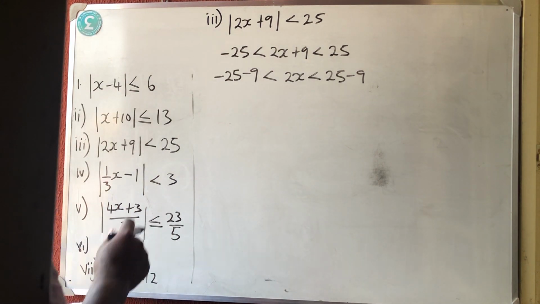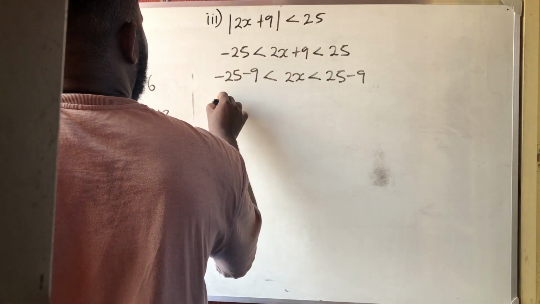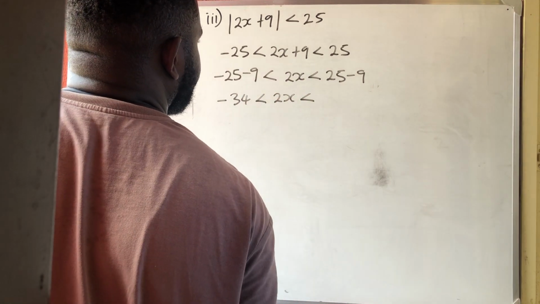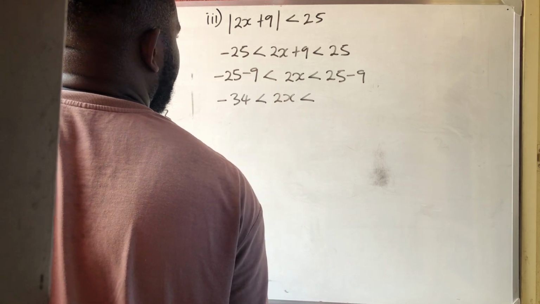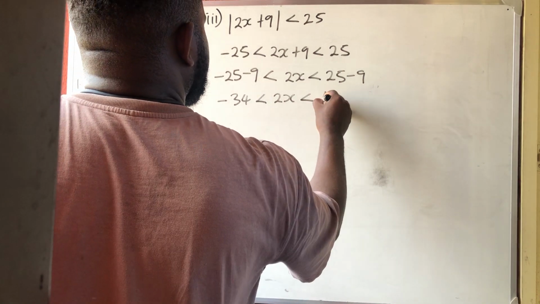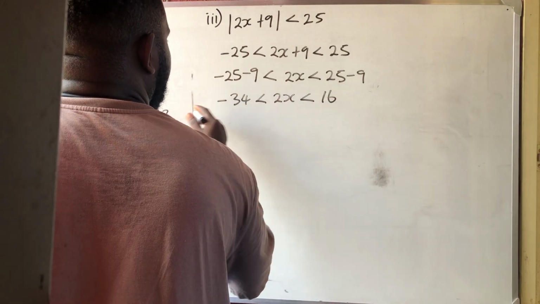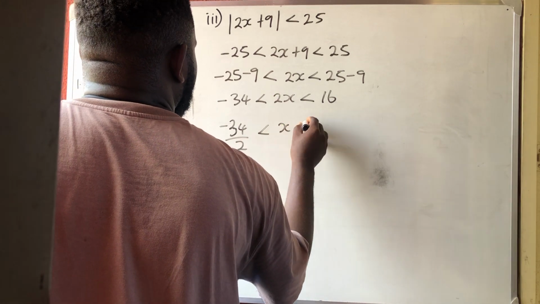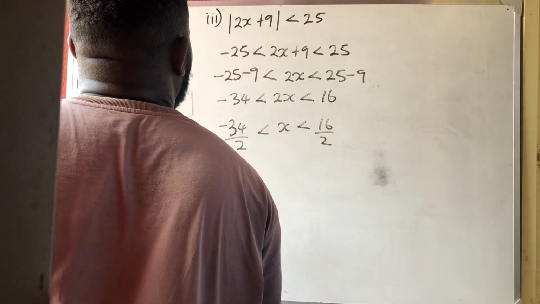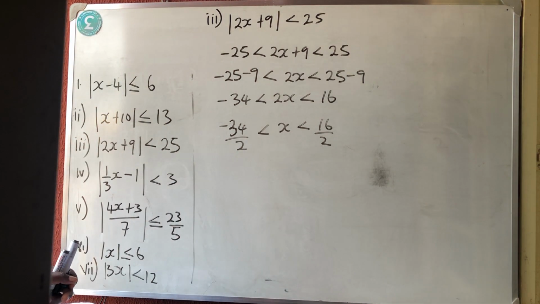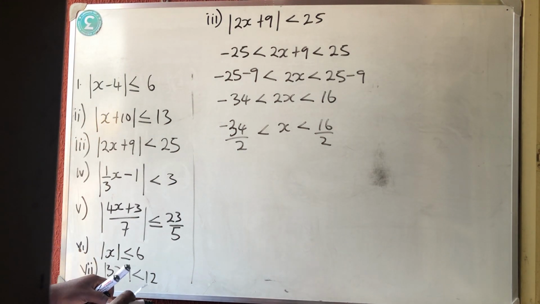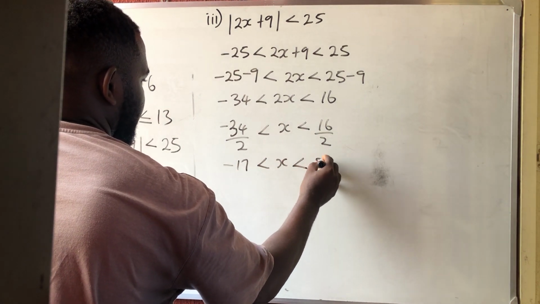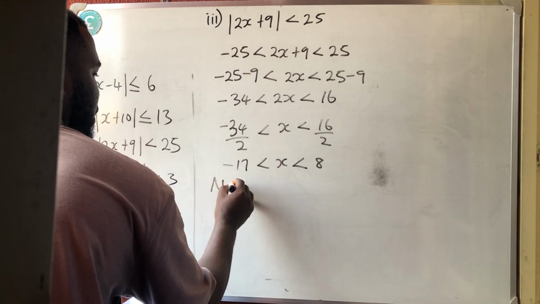So what do we have now? This and this will give you minus 34 is less than 2x, which is less than, I think 16, right? 16, yes. So divide everybody by 2 to have minus 34 by 2 is less than x, which is less than 16 by 2. We are now having that minus 17 is less than x, which is less than 8. So the neighborhood, this one is already an open interval.